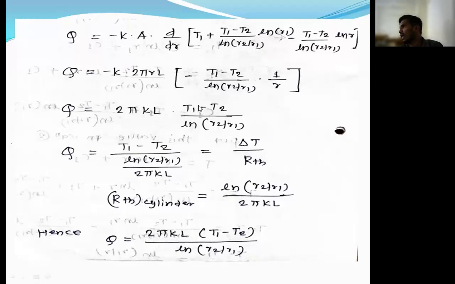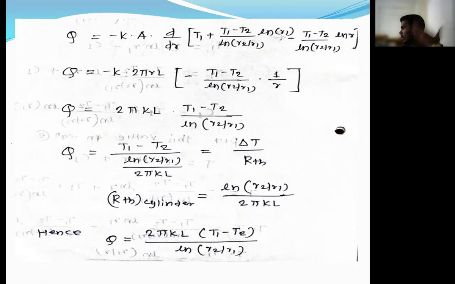So T1 minus T2 at the numerator, and whatever the term is there, we have to take at the denominator. So where will this 2 pi KL come? It will come in the denominator of ln of R2 by R1. Okay, so that is ln of R2 by R1 divided by 2 pi KL. Okay, so in this equation, what is the denominator? It is the thermal resistance. Understood? So Q is equal to temperature difference divided by whatever this term is, that is nothing but thermal resistance. So from this, what is the value of thermal resistance for the cylinder? This term, that is ln of R2 by R1 divided by 2 pi KL.